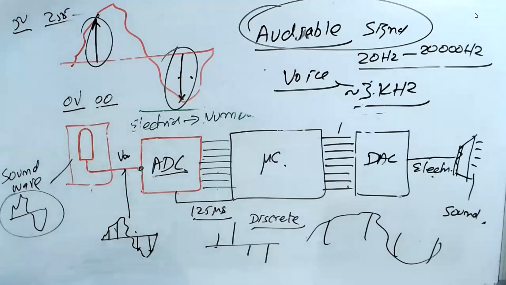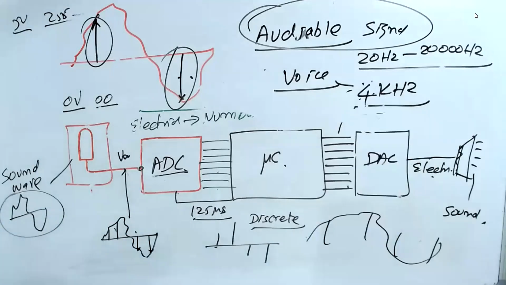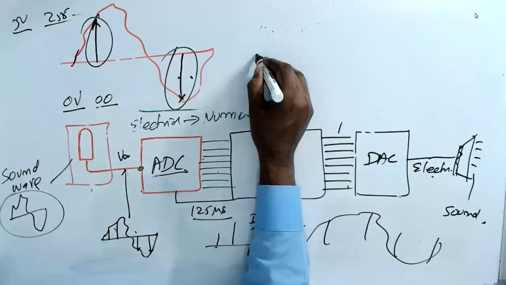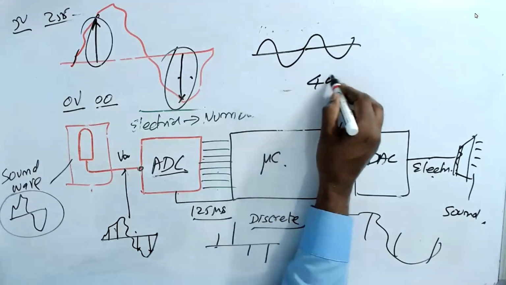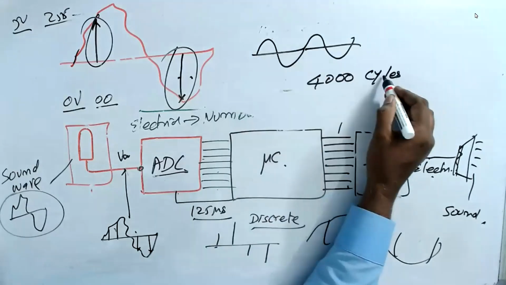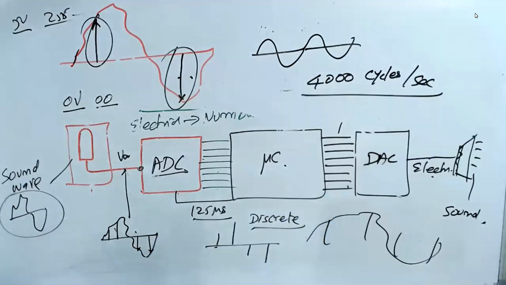So do you accept this? What people did was they accepted that voice is 4 kilohertz. What is 4 kilohertz? That you have to understand. That's called frequency. That means there are 4,000 cycles per second. In 1 second, how many cycles do I take? 4,000 cycles.